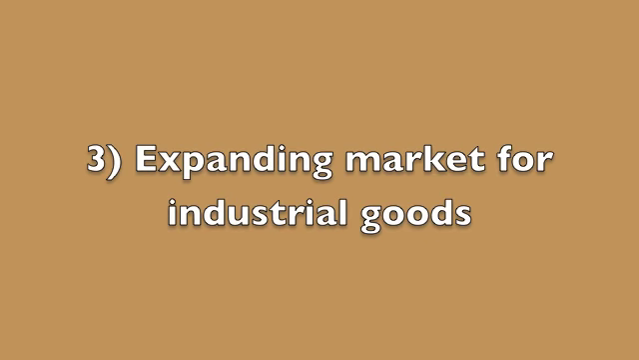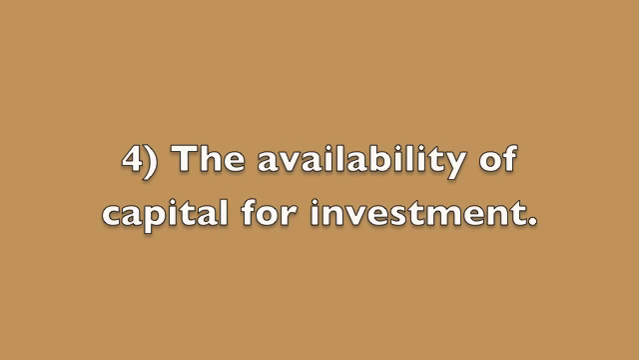So not only did you have enough people willing to work in the factories, you had enough people willing to buy the products that this labor was producing. So it's very important to understand that the Second Industrial Revolution also occurred because there was an expanding market for industrial goods, meaning there were more people willing to buy the goods that were being produced in U.S. factories and production lines. The fourth cause of the Second Industrial Revolution was the fact that the United States had an availability of capital for investment.